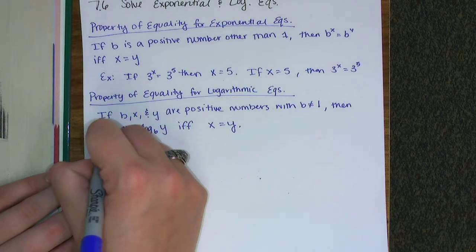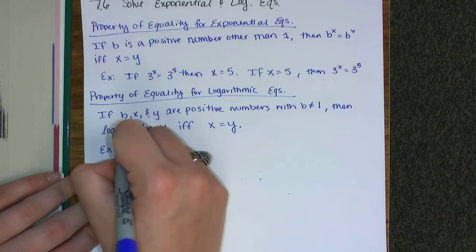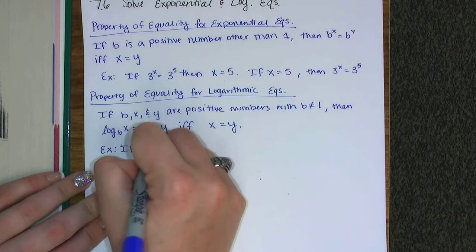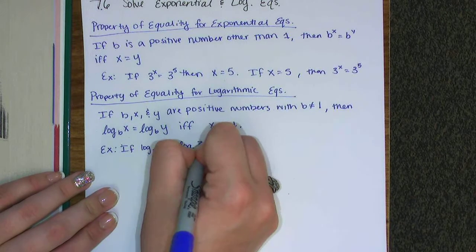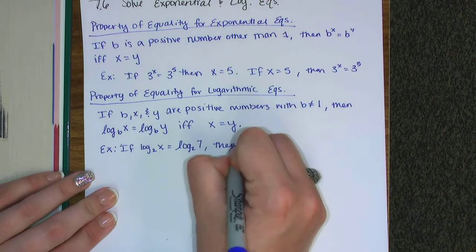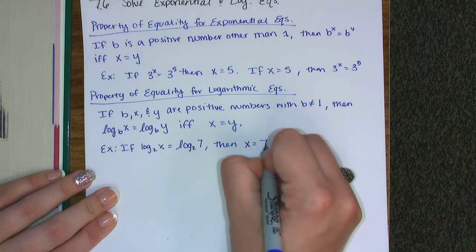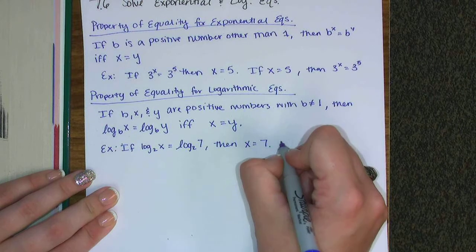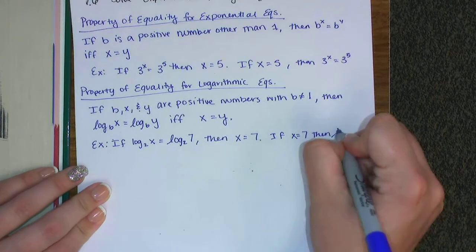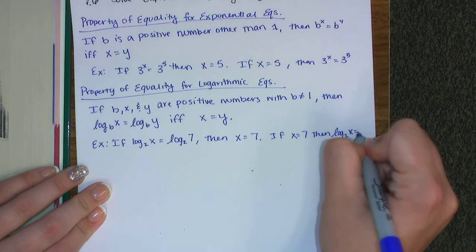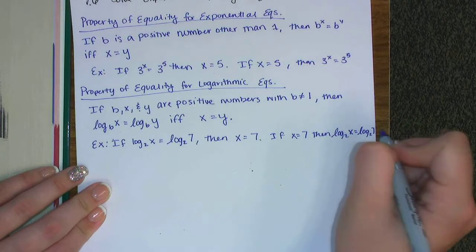So, examples of that would be if log base 2 of x is equal to log base 2 of 7, then x is equal to 7. Or if x is equal to 7, then log base 2 of x is equal to log base 2 of 7.